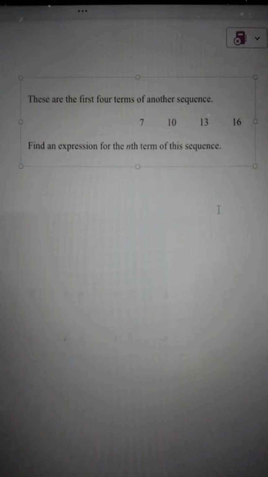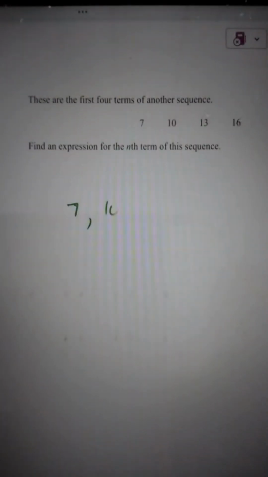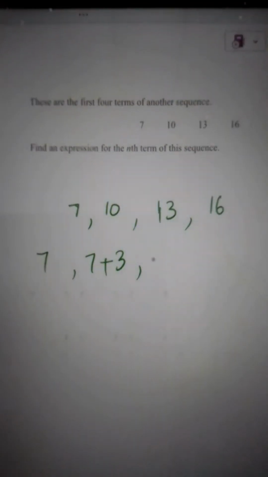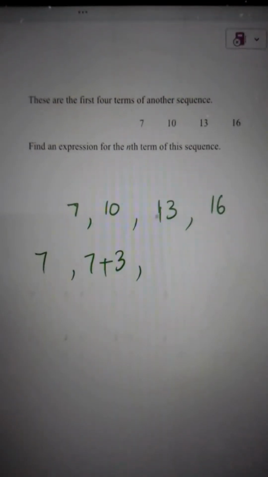Its terms are 7, 10, 13, 16. Find the expression for the nth term of the sequence. So this is the demand, that we have to find the nth term. Here the sequence is 7, 10, 13, 16. It can be written as 7. And 10 can be written as 7 plus 3. And 13 can be written as 7 plus 3 plus 3.